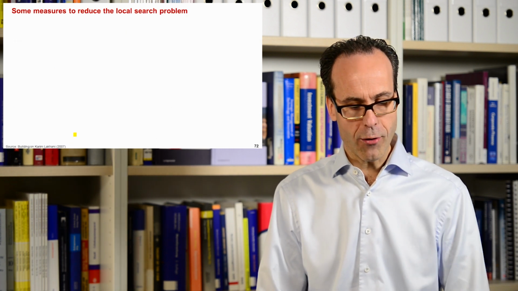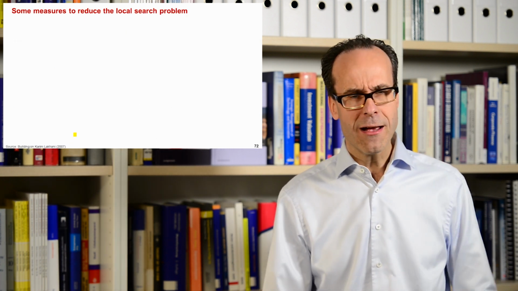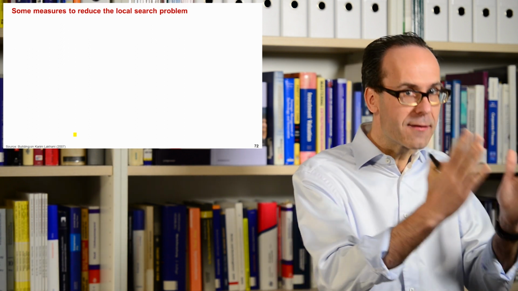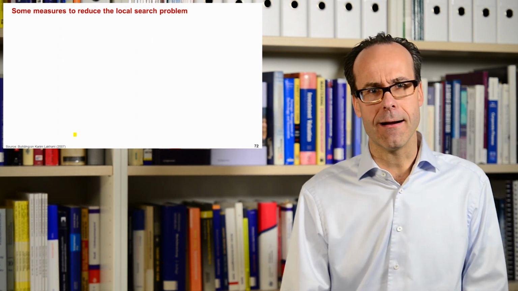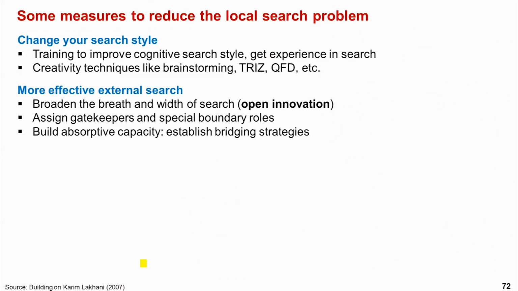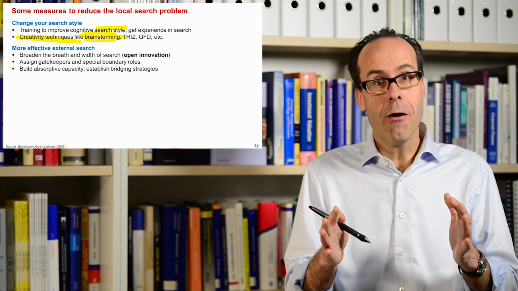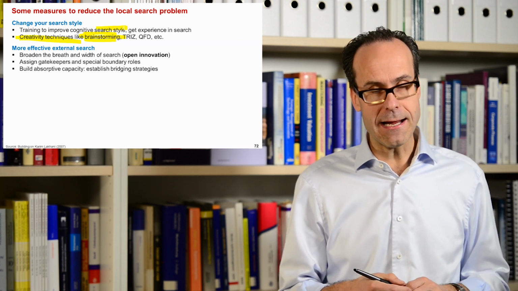Our second problem was that we want to reduce the problem of local search. That in technical development, we really expand our search scope and are not stuck in a paradigm. What is helping us here? So one way is really we change our search and experimentation style. So you all have perhaps heard about creativity techniques like brainstorming, TRIZ, QFD and so on. And these techniques should help us to really improve our search and experimentation style. They should bring us out of the box of our common thinking, and a lot of the methods of technical problem solving actually start here.